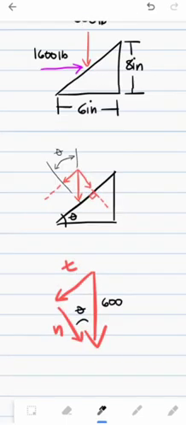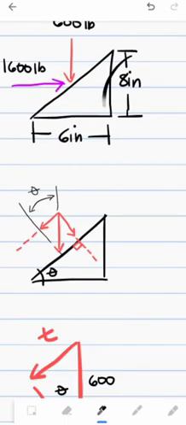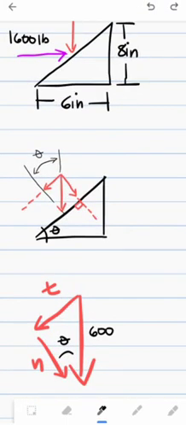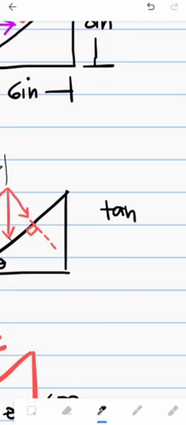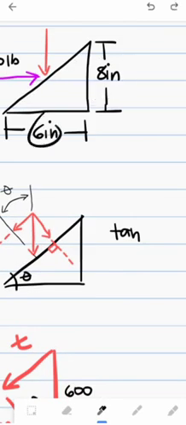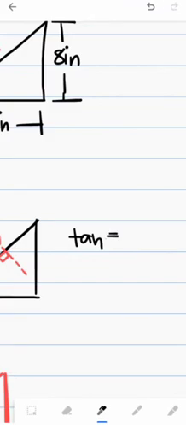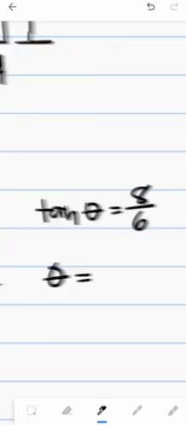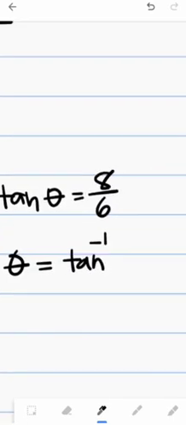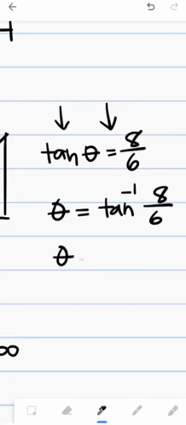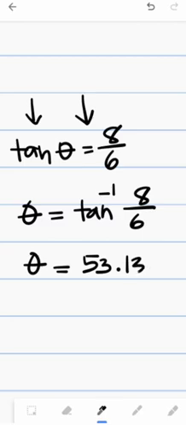Now, what is angle theta? It's easy to know because we're given the sides. So what trigonometric relation can we use to find theta? It is tangent. If we take the tangent of theta, that's opposite over adjacent, so tangent of theta is equal to 8 over 6. Taking the inverse tangent of both sides, we get tan inverse of 8 over 6, or 53.13 degrees.